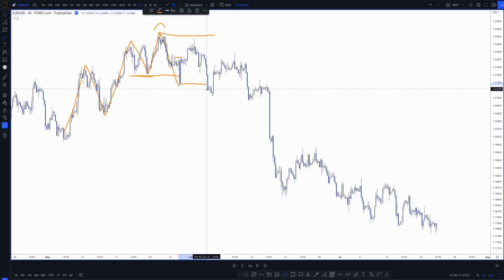Again, we have that swing breaker structure. What do we get? We get that bullish change of character over here, right? And then we have the internal structure shifting bullish to facilitate that pullback. And then what does it do? The internal structure then shifts bearish. Okay, now we can target the weak swing low.